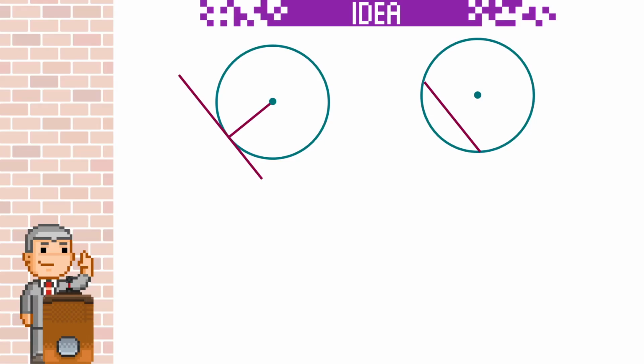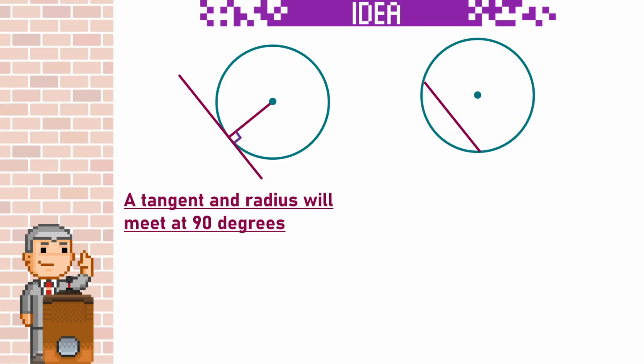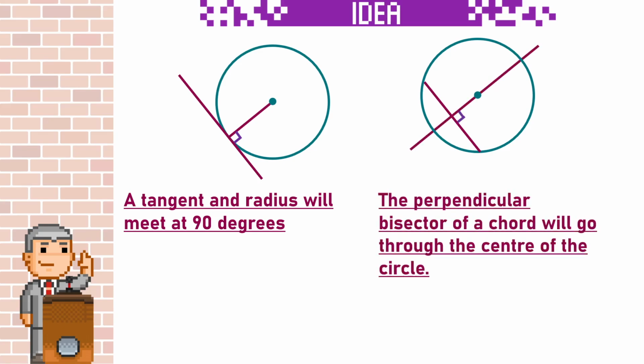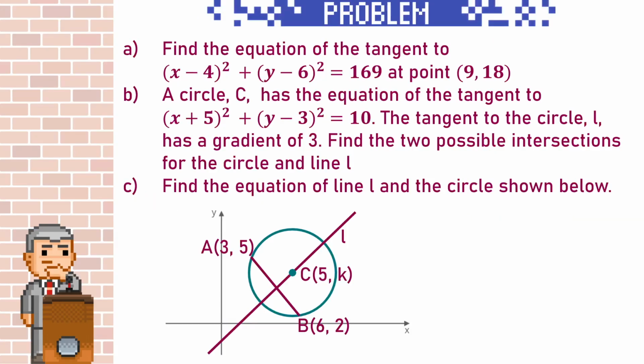Today we're going to be doing some problem solving using tangents and chords within a circle. Let's start by reminding ourselves of a couple of facts about tangents and chords. A tangent and a radius will meet at 90 degrees, and the perpendicular bisector of a chord will go through the centre of the circle. Let's have a go at these questions.